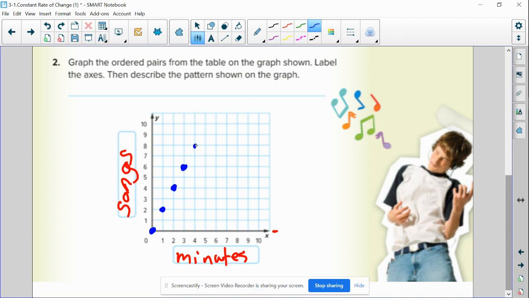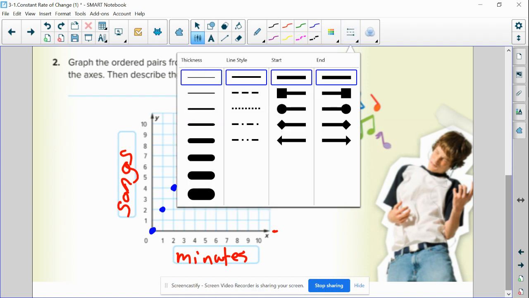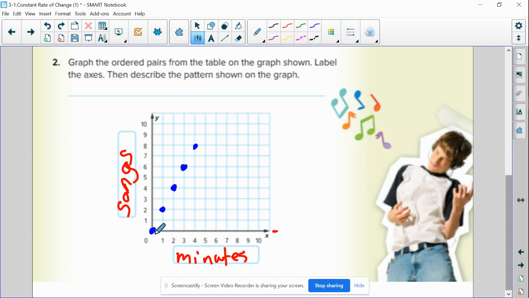3 minutes was 6. 4 minutes was 8. And because this is a linear line, okay, that means it has a constant rate of change. Ooh, that did not make the line I thought it was going to make. There we go. That's what I want. So going from here, and I go through all those points, I can even predict later on what he would have at 5 minutes. Okay.